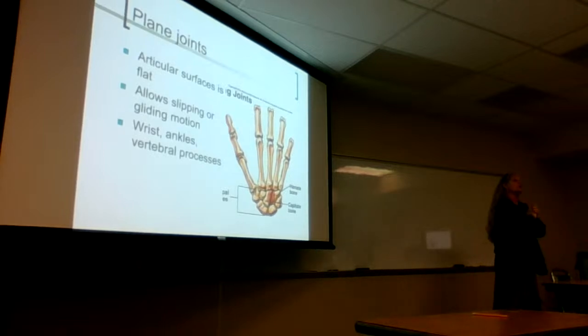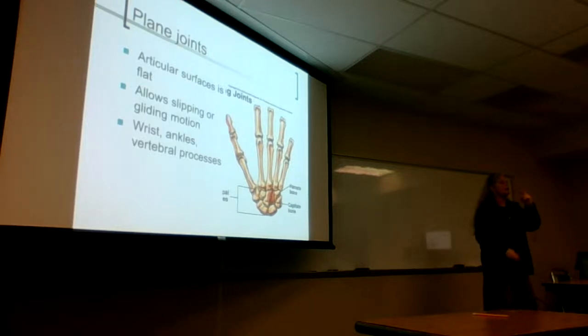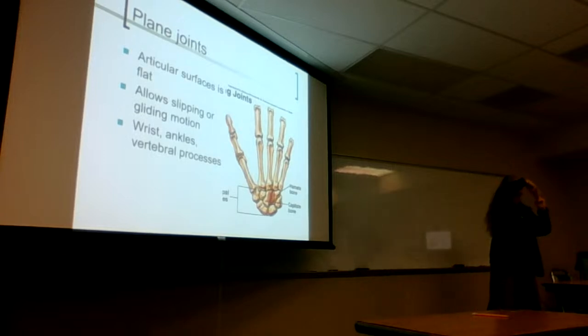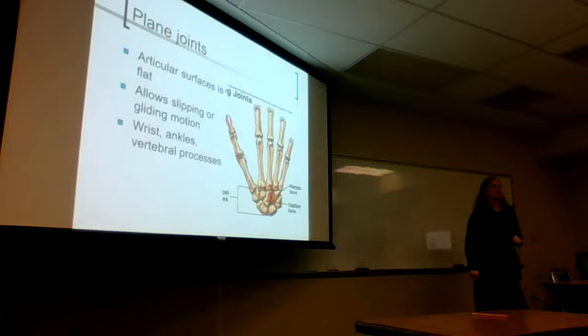Where do we find these? The wrists, right? Those guys are kind of boxy looking bones. The ankles, right? They're all cube shaped. They slide around each other. And then the vertebral processes. So again, you have the superior articulating facet that hooks up with the inferior articulating facet. You touch your toes, they slide past each other. You stand up, they slide back. Okay? So that's going to be a plane joint.